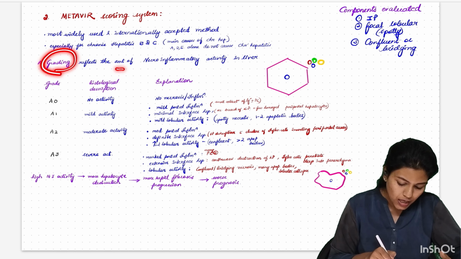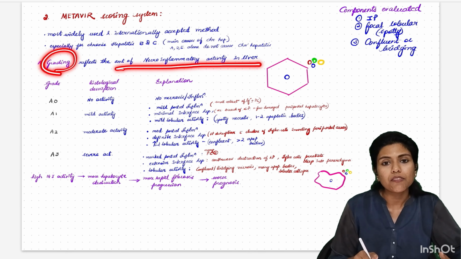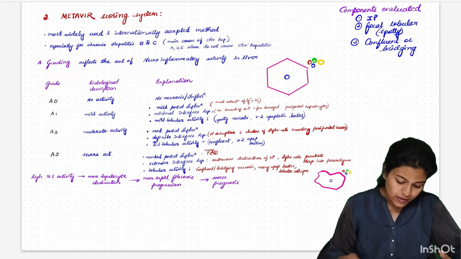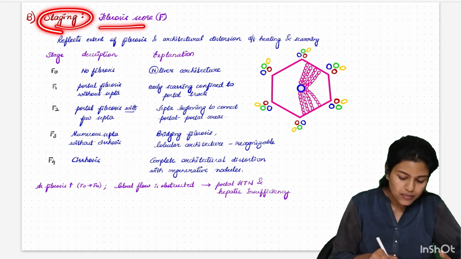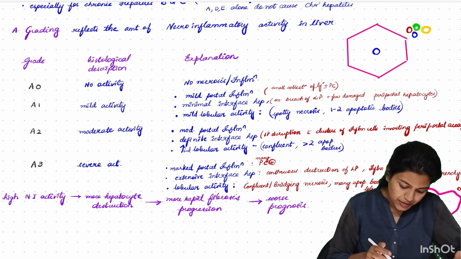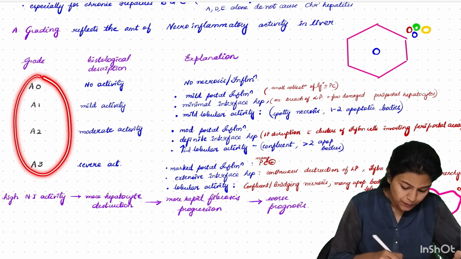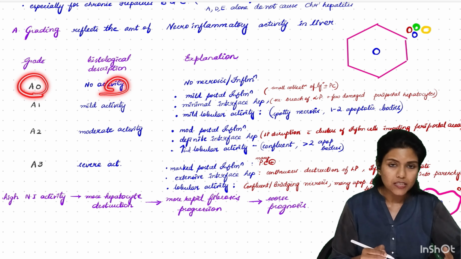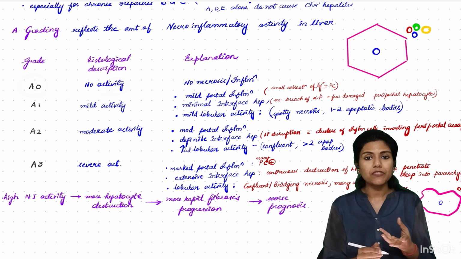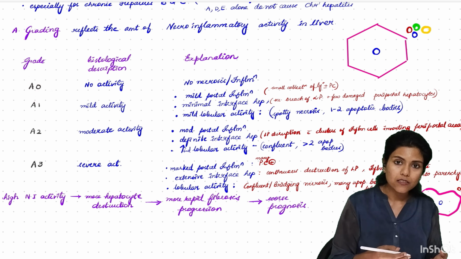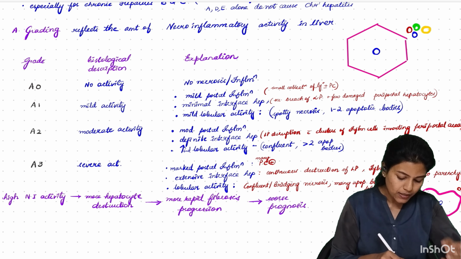Grading will denote the amount of necro-inflammatory activity; the necrosis and inflammatory activity occurring within the liver is represented by grading, whereas staging will reflect the fibrosis. So coming to the grading, it's given a grade from A0 to A3. A means activity. So activity, that is necro-inflammatory activity, is given a score A. It is represented A0, A1, A2, A3, like that.